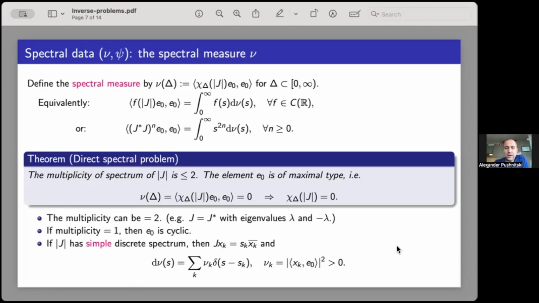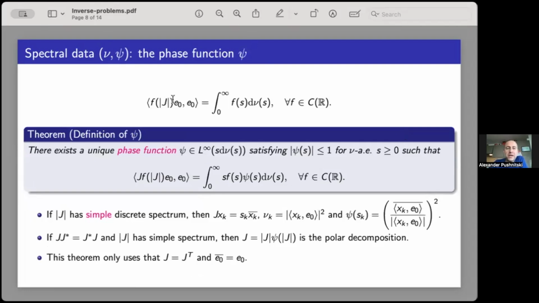Okay, so to summarize, we've defined the first component of our spectral data, which is the spectral measure nu. Now I go to the second component of the spectral data, which is the phase function. What is it? Here I've just reproduced the equation from the previous slide, which is the definition of the measure nu. And now the idea is as follows. Don't look at the words for now. I just want you to look at this equation and this equation.